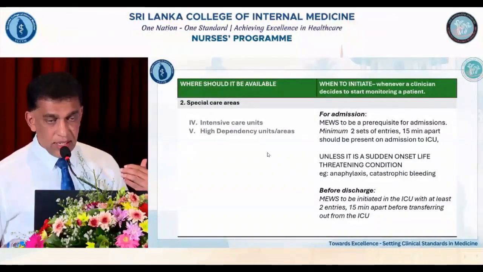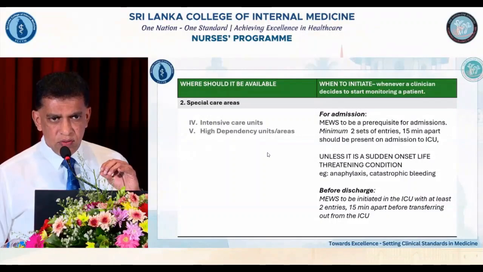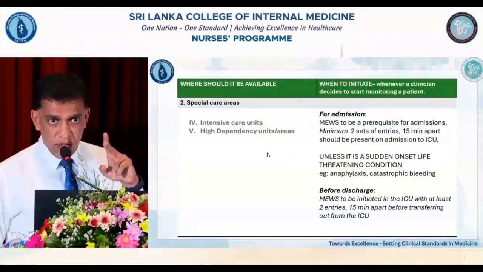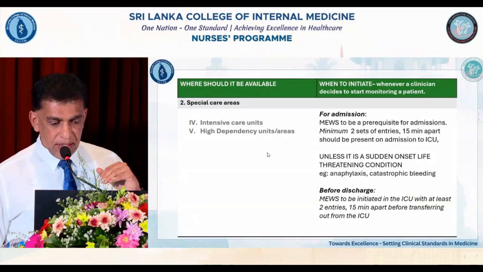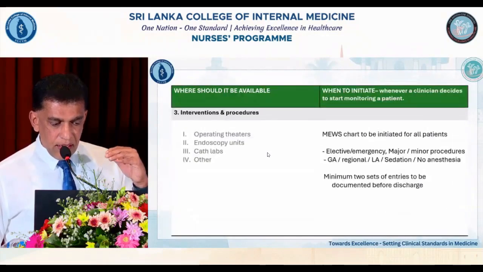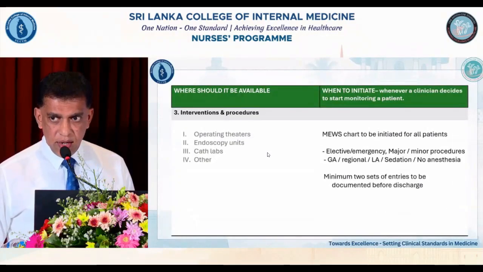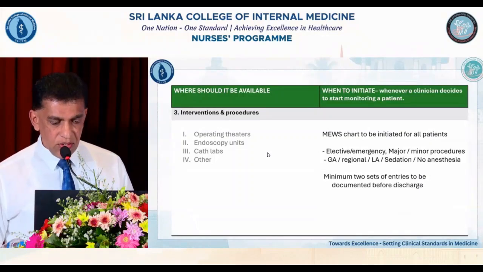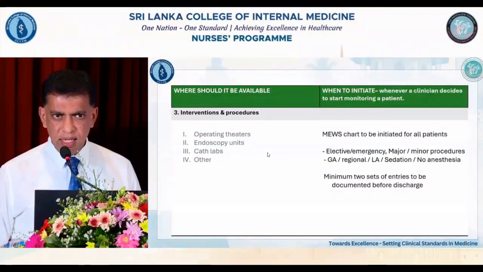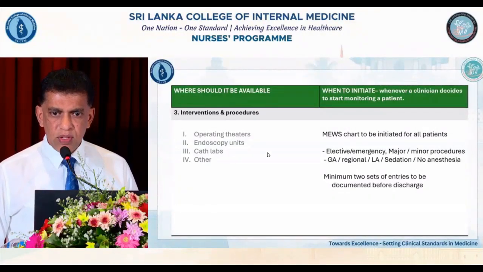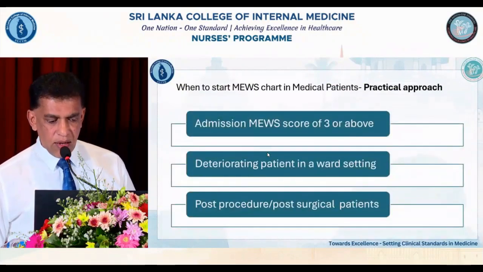specialty wards, then intensive care units, they said all intensive care admissions should have at least 2 MEWS values 15 minutes apart. And also high dependency units, and then operating theaters, all patients who are undergoing interventions and procedures should have this. But we've tried this and we found it a little difficult. Sometimes we get about 70 admissions a day. It will be hectic to start a MEWS chart on all the patients. So this is what we have come out with.